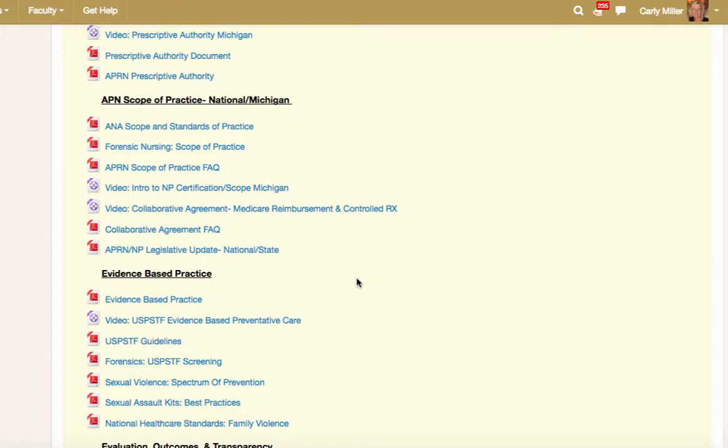The next area is looking at our scope of practice, national and Michigan. That's what I really want you to get out of this module: looking at the regulations surrounding your practice and how you foresee your practice changing over the next few years, or where you foresee the practice of forensics or nurse practitioners heading in the future. So I have up our general ANA Scope and Standards of Practice, and obviously these are the standards of practice that all of us registered nurses follow.